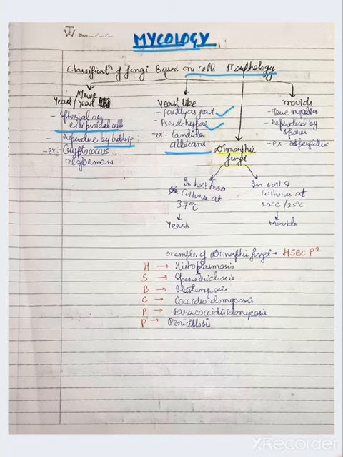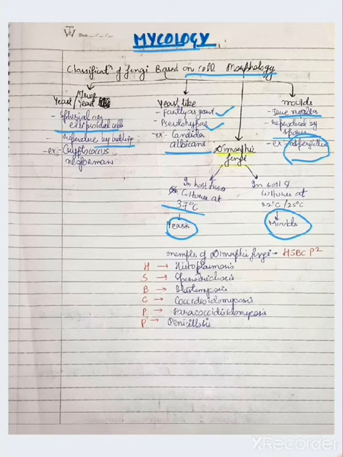Now, the dimorphic fungi: in host tissues and cultures at 37 degrees Celsius, these are yeast, while in soil and cultures at 22 degrees Celsius or 25 degrees Celsius, these are molds. Now, the molds have true mycelia reproduced by spores. An example is Aspergillus, which is a true mold.